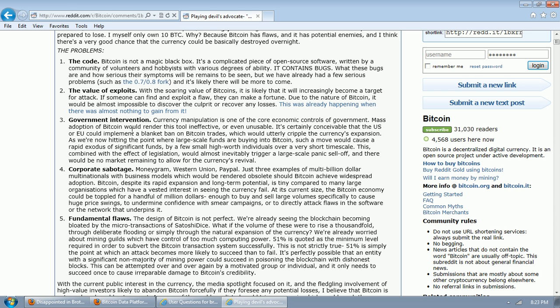The value of exploits. With the soaring value of Bitcoins, it's likely that it will increasingly become a target for attack. If someone can find an exploit, a flaw, they can make a fortune. Due to the nature of Bitcoin, it would be almost impossible to discover the culprit or recover any losses. This was already happening when there was almost nothing to gain from it. And there's a forum link there. Well, so far, that criticism has failed. And if there were any kind of exploit or flaw, then the price would already be zero. So the Bitcoin has already withstood tremendous attack.